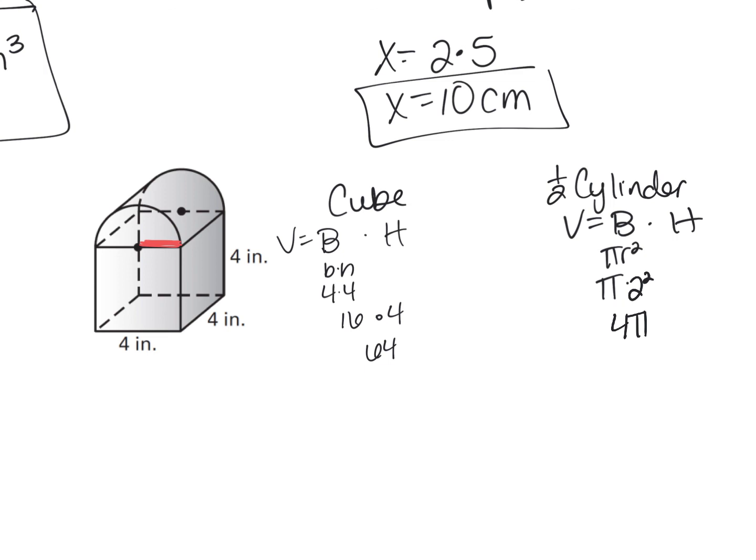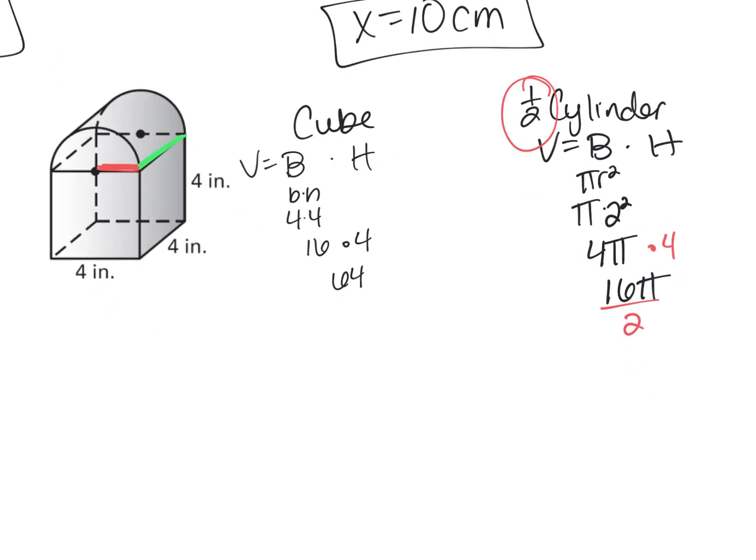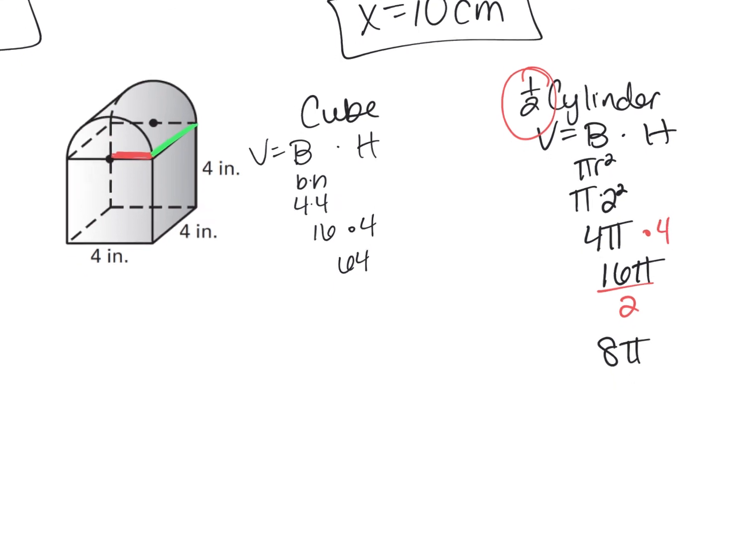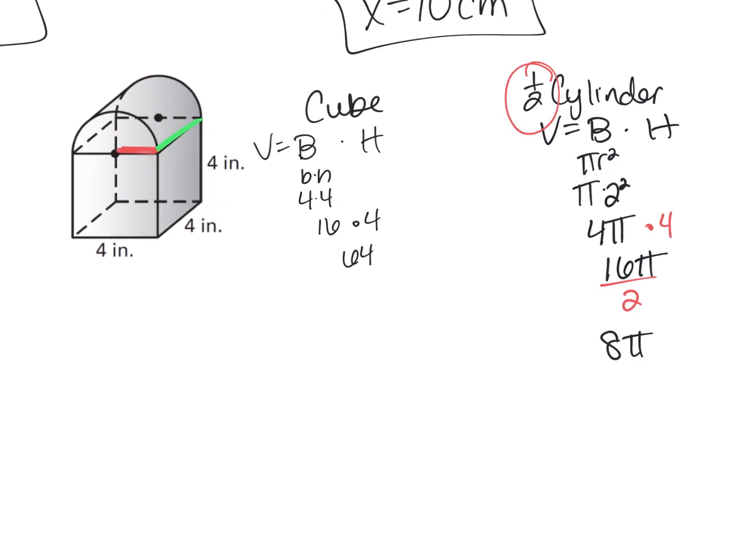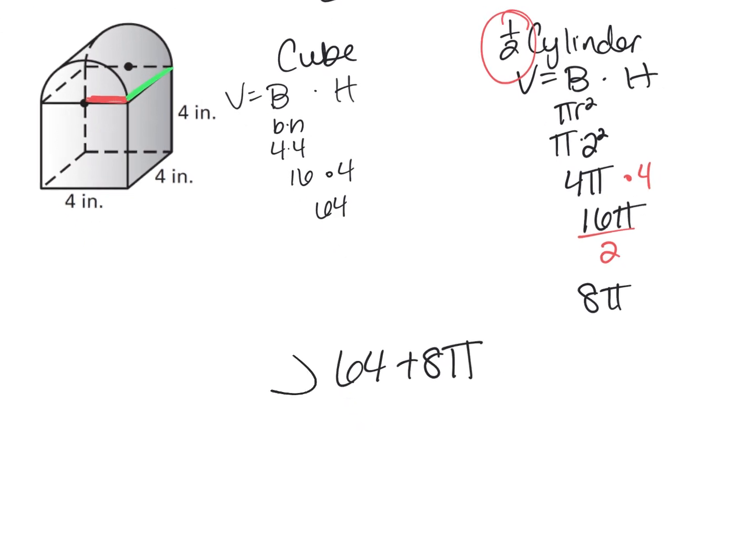Okay, and then your height of your cylinder is going to be this distance, so that would be 4. Okay, so now that gives me 16 pi, but I can't forget, I almost did, that you need to cut it in half. So divide it by 2, and that gives you 8 pi. Okay, so now the total volume is going to be 64 plus 8 pi. So if they want it in terms of pi, that's what it would look like. I know it's weird and it's probably going to freak you out a little bit, but it's fine.